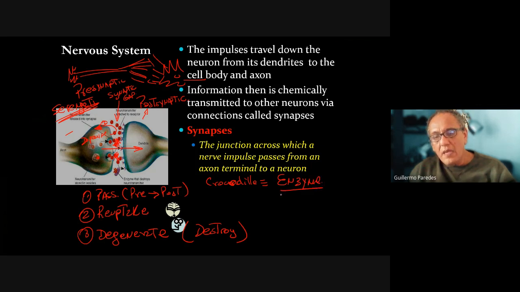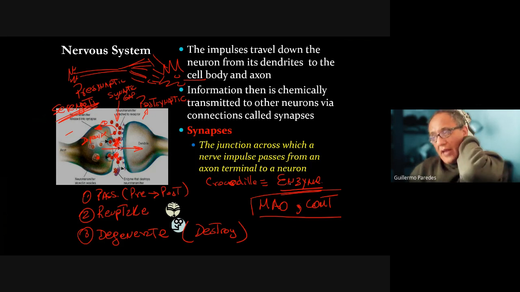This enzyme is going to control the amount of neurotransmitter that you have. For example, these crocodiles are going to destroy the dopamine. Some crocodiles are going to destroy the acetylcholine or the adrenaline. These enzymes are called MAO, the MAO inhibitors' target, and COMT. MAO and COMT. So those are the names of the crocodiles.